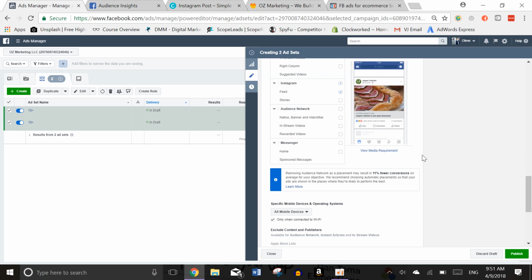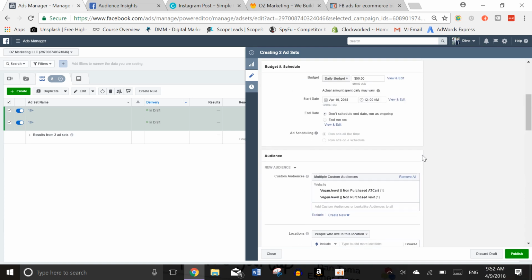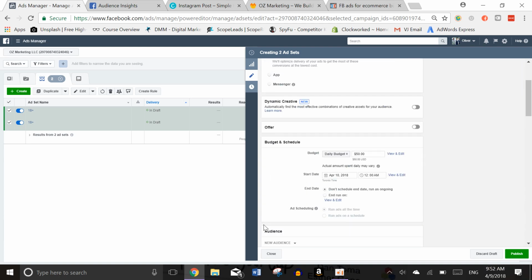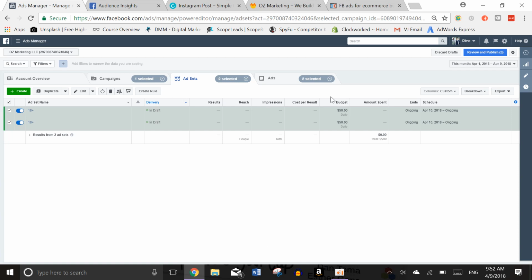Once you get 25 add to carts, then you want to duplicate it again, and optimize it for, guess what? Checkout initiated or payment information added. And you want to keep scaling that up until you get 25 initiated checkouts. And then you can scale for purchase-based conversions, just because then your pixel has already been optimized and your Facebook ad account knows exactly where to go to get these leads.